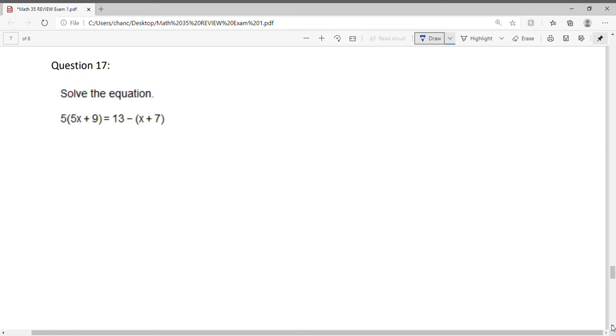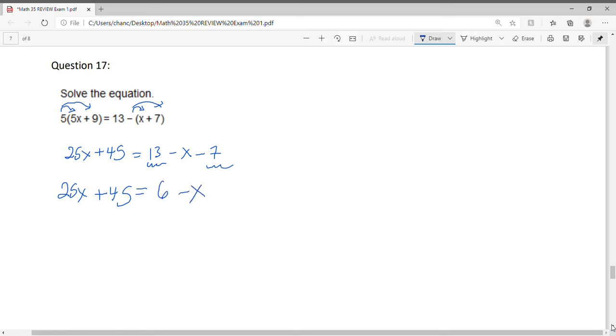Question number 17, we want to solve the equation. First, we'll have to distribute the 5. This gives me 25x plus 45, and then I'll distribute this negative. This is 13 minus x minus 7. Let's collect like terms. I can't add anything on the left, so we'll copy it down. Let's try to line up our equal signs if possible. 13 minus 7, that is giving us 6, and we have 6 minus x on the right.